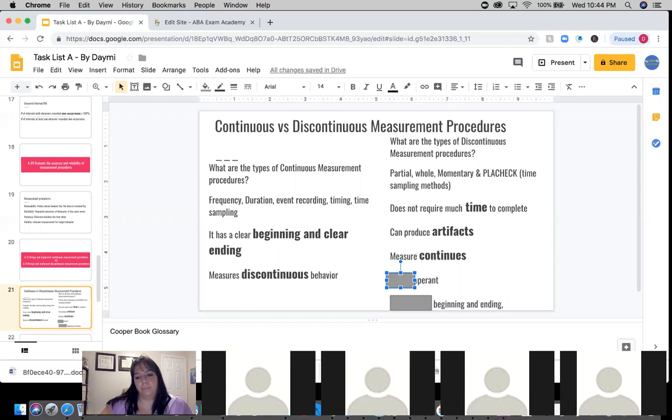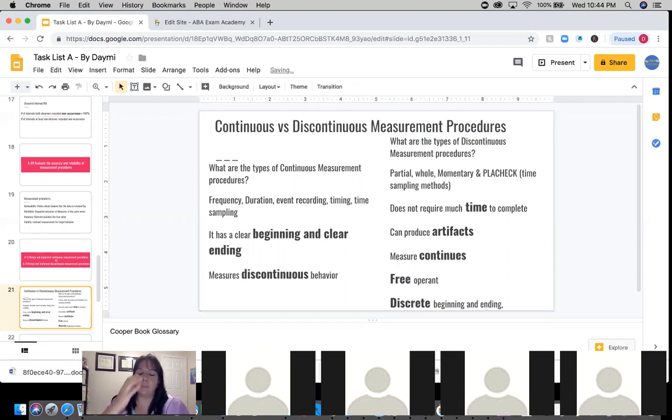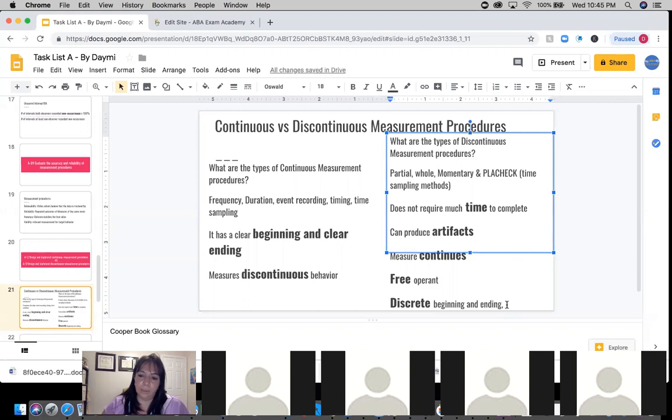Free operant. Free operant, and then it has a blank beginning and ending. Clear, yes. Discrete, I'm sorry. I got confused. So it's discrete beginning and ending, and I heard someone say that, and I didn't put it on here, and I should have. So what does it measure? If continuous measurement procedures measure discontinuous behavior, what do discontinuous measurement procedures measure? Continuous. Exactly. So it's opposite.